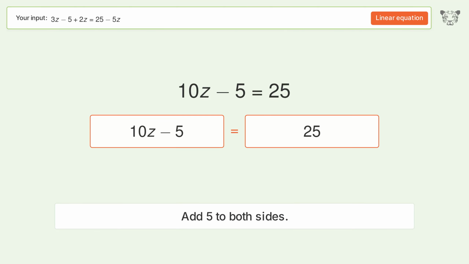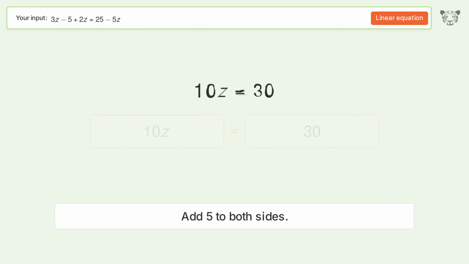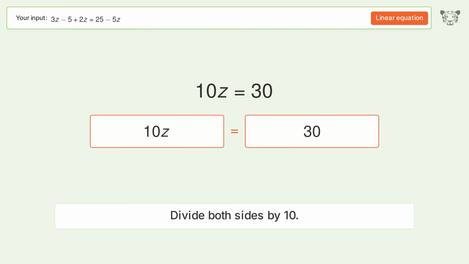The minus 5 keeps 10 times z from standing alone. Add 5 to both sides to remove it. That gives 10 times z equals 30. Ten is multiplying z. To leave z alone, divide both sides by 10.